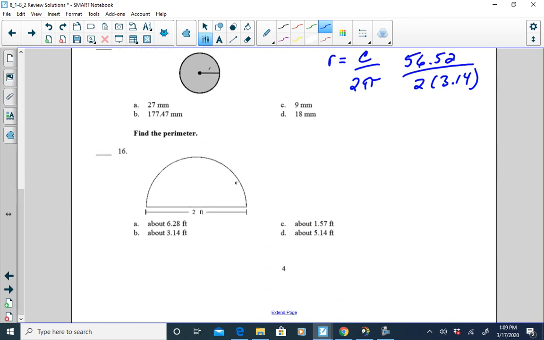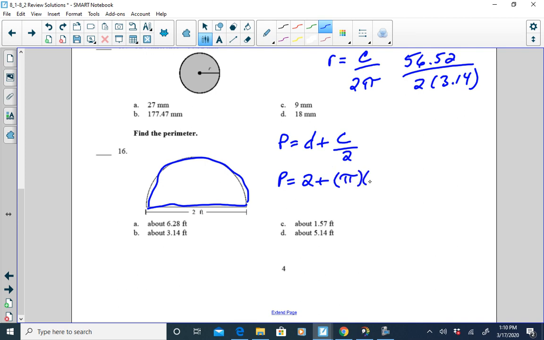Question 16. We're trying to find the perimeter of that semicircle. Well, the perimeter of the semicircle is going to be equal to this distance here, which is the diameter, plus the circumference over 2, because this distance here is half of the circumference of a circle. So we have to find each of those distances. So the perimeter is going to be equal to the diameter, which is 2, plus the circumference, which is pi times the diameter, which is 2, and then we're dividing that by 2.